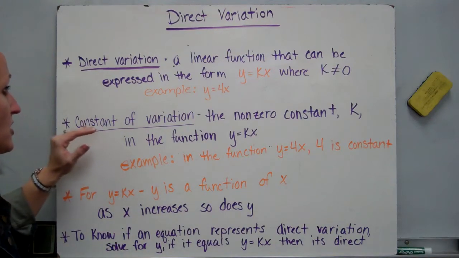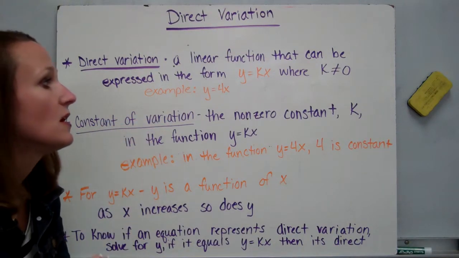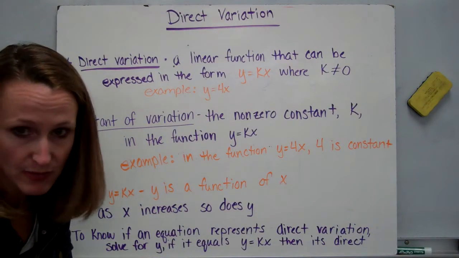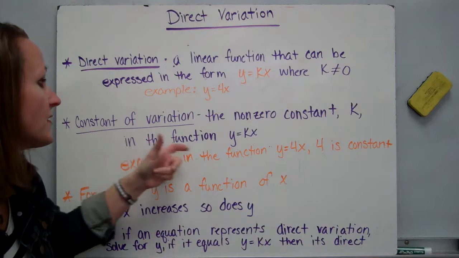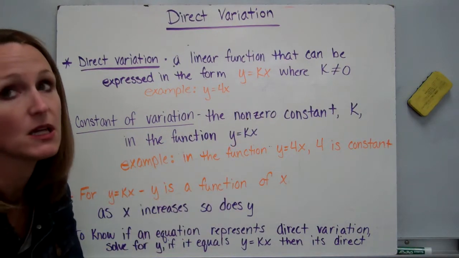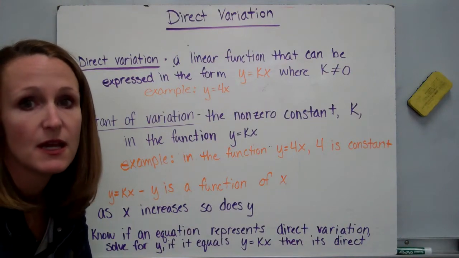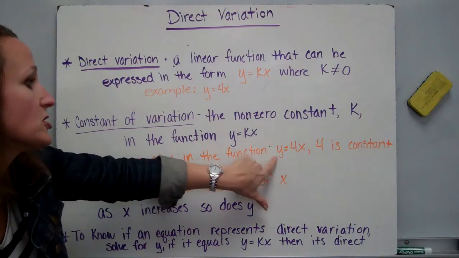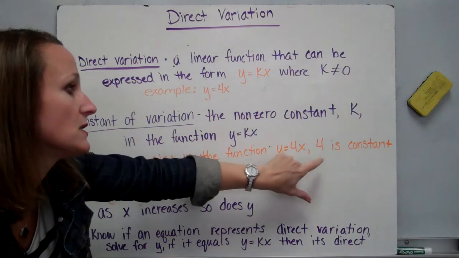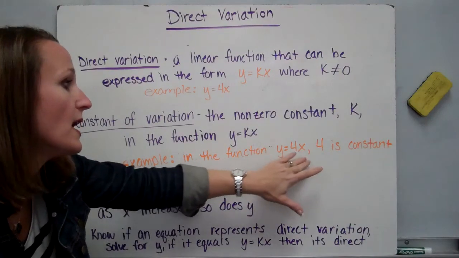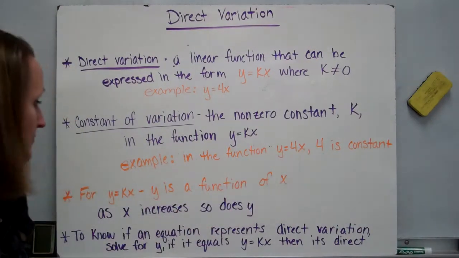The other thing you need to know is the constant of variation. The constant of variation is a non-zero constant, which we represent by k, in the function y equals kx. So in this function, k represents our constant. K always represents our constant, and k is what we often solve for. So for example, in the function y equals 4x, our constant was 4, which means that no matter what we do to y or x, the 4 is always going to be there.